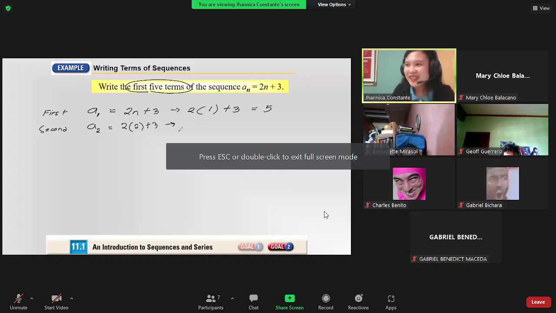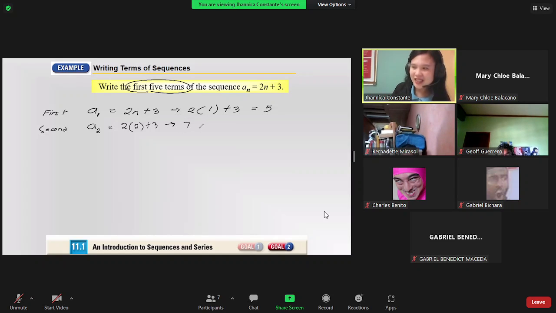So we have 7 as the value for our second term in the sequence. Proceed with the third term of the sequence. So we have 2 times 3 plus 3, so we have 9. For the fourth term, we have 2 times 4 plus 3 equals 11. And the last, the fifth term, 2 times 5 plus 3, which is equal to 13.